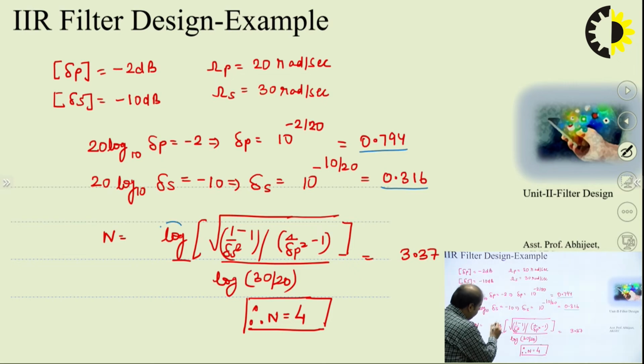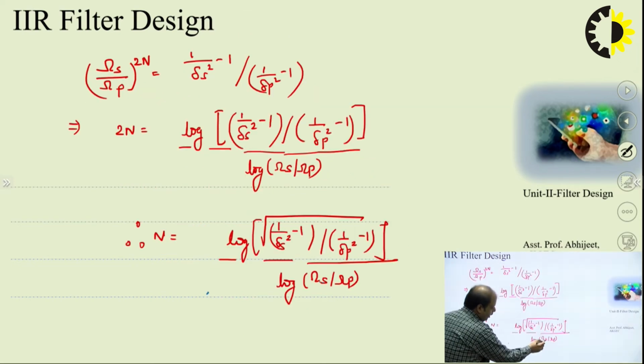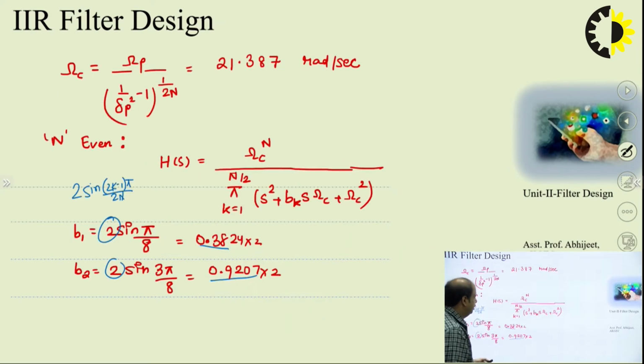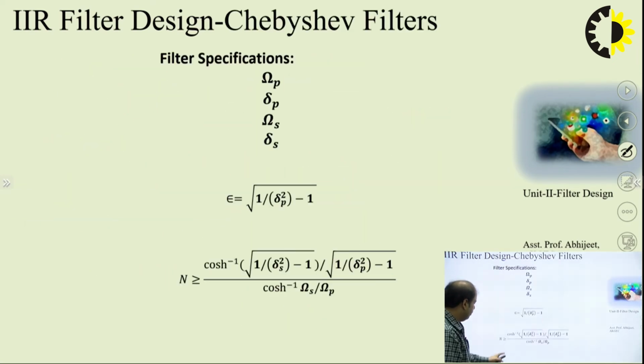It is just that there it was log, and here the same thing is there. It is basically omega s upon omega p, and the square root of (1 upon del s square minus 1) upon (1 upon del p square minus 1). So only the factor that changes is the log in Chebyshev. So the formula for n is similar to that, and we'll take the next integer, therefore the sign is greater than or equal.